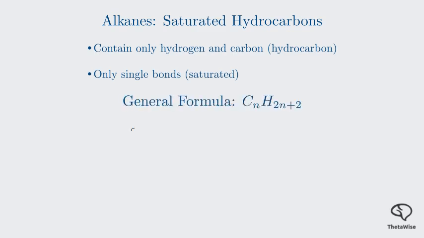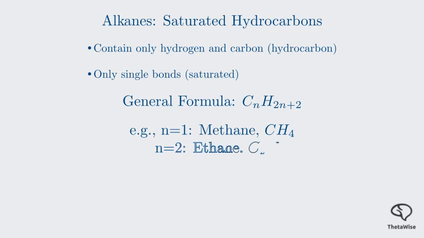The general formula for any alkane is CnH2n+2, where n is the number of carbon atoms. For example, if n is 1, we get methane, CH4. If n is 2, ethane, C2H6, and so on. This simple formula allows us to predict the formula of any alkane given its name or carbon count.